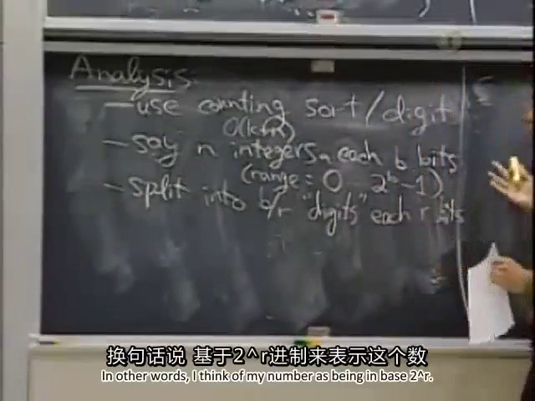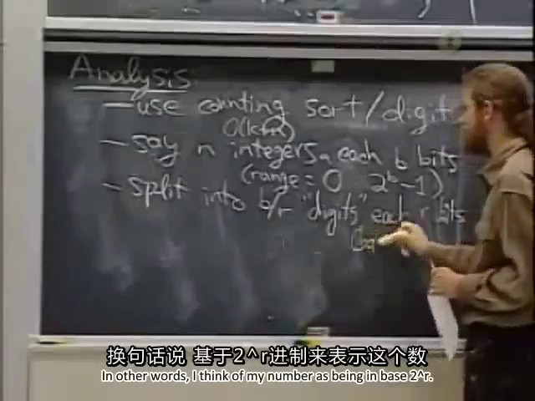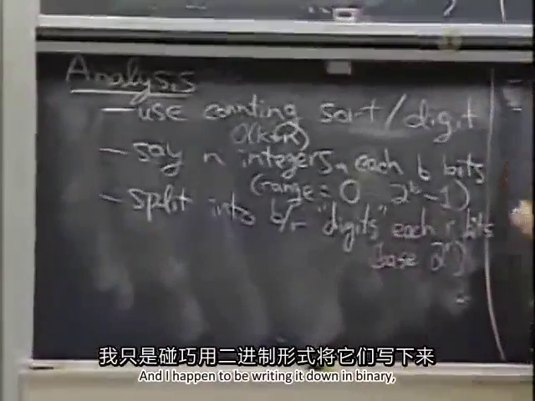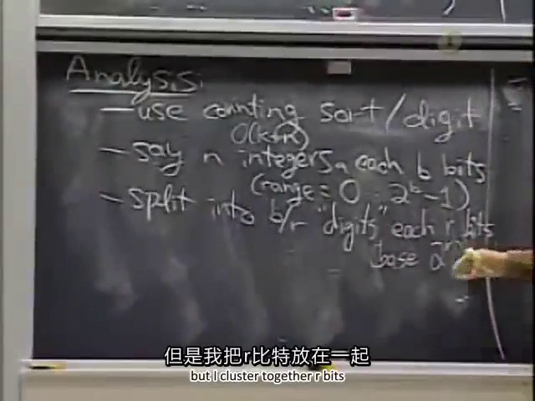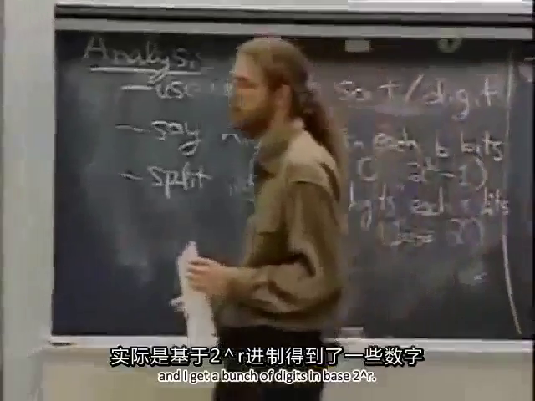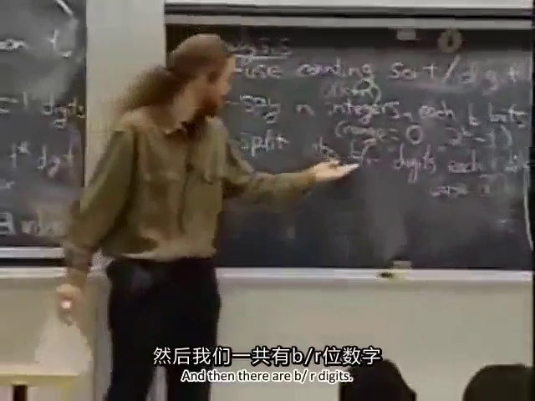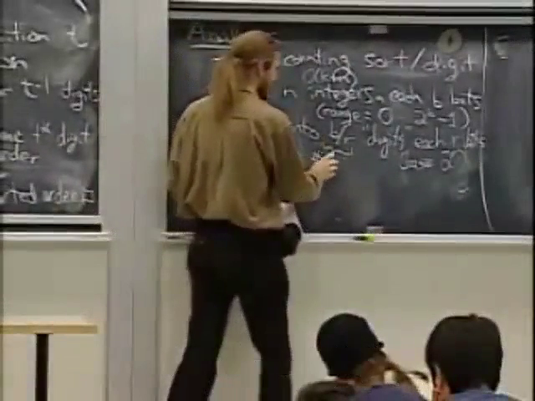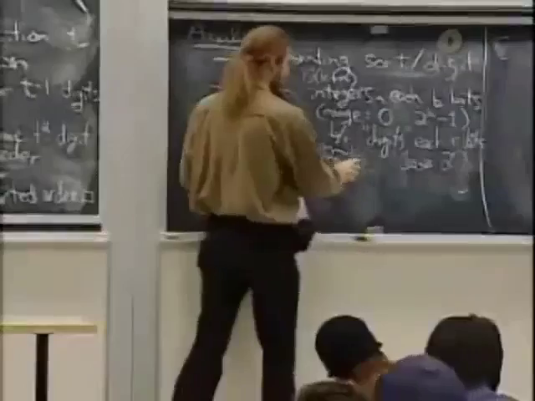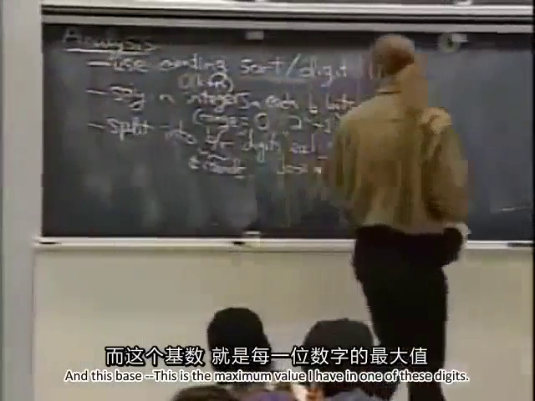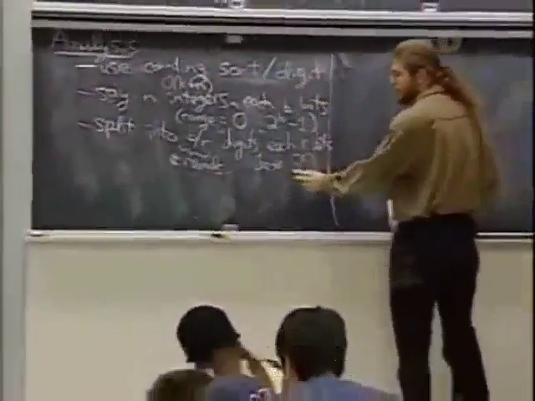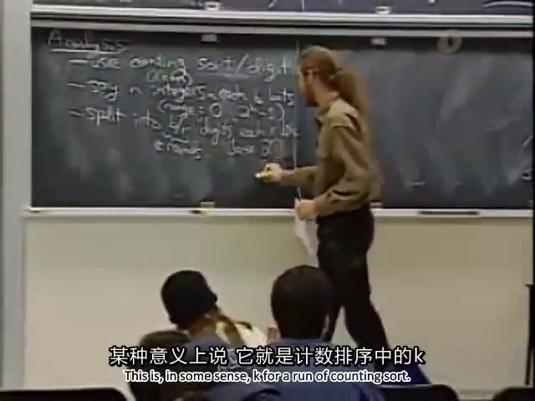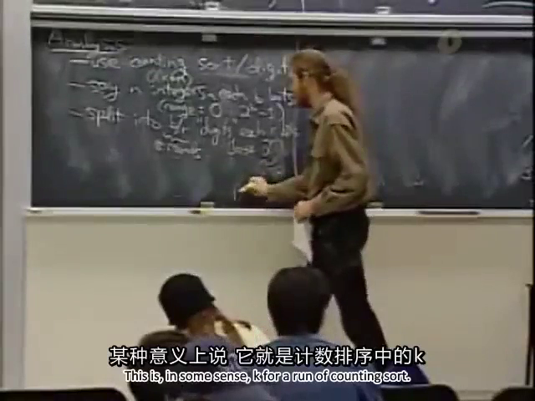So in other words, I think of my number as being in base 2 to the r, and I happen to be writing it down in binary, but I cluster together r bits, I get a bunch of digits in base 2 to the r. And then there are b over r digits. So this b over r is the number of rounds. And this base is the maximum value I have in one of these digits. It's between 0 and 2 to the r. So this is, in some sense, k for a run of counting sort.